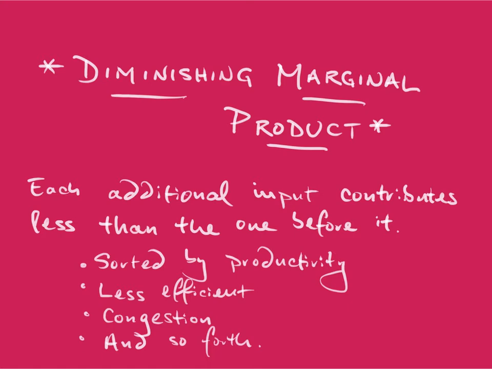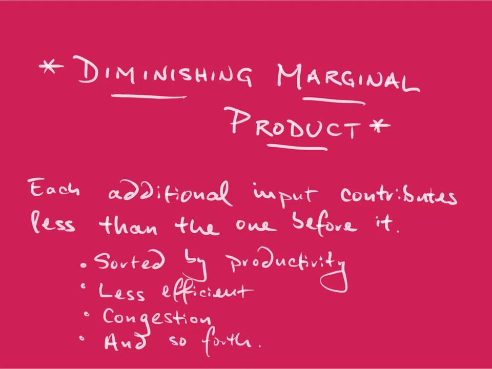So it could simply be that if there are differences in the workers' productivity, naturally, the first workers I employ will be the most productive ones, and I keep going down the list. So each worker, if I sort them by productivity, each worker I employ will be less productive than the one before.